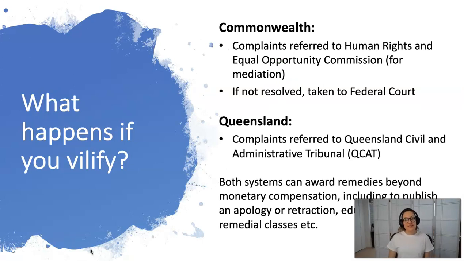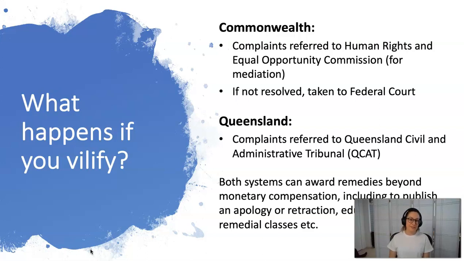What happens if somebody vilifies another person? Complaints can be referred to the Human Rights and Equal Opportunity Commission at the Commonwealth level. That will then go through a process of mediation within the Commission, and if it is not resolved, it may be taken to the Federal Court. Similar process in Queensland, but complaints are referred to the Queensland Civil and Administrative Tribunal, or QCAT for short.